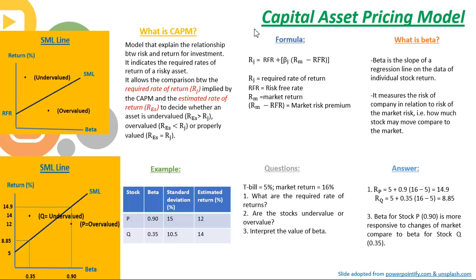About capital asset pricing model. What is capital asset pricing model? It is a model that explains the relationship between risk and return for investment, and it indicates the required rate of return of a risky asset.